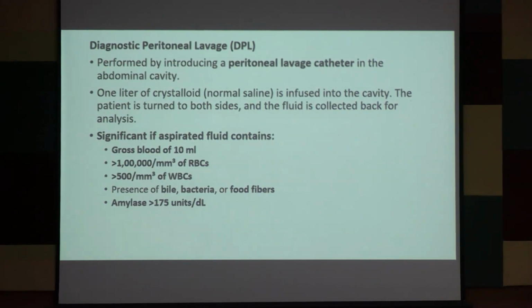Now, the findings will be significant only when the aspirated contents show the following: 10 ml of gross blood, or 1 lakh per cubic mm of RBC, or more than 500 WBCs, or bile, bacteria or food fibers, or amylase more than 175. Why is amylase important here? Can somebody tell me?